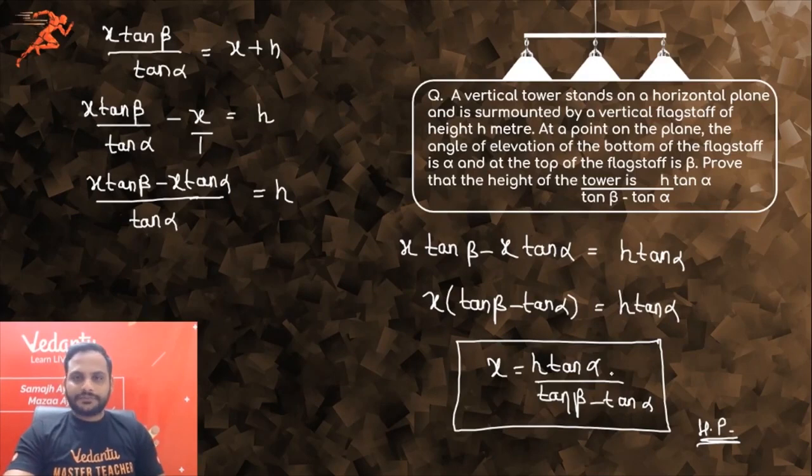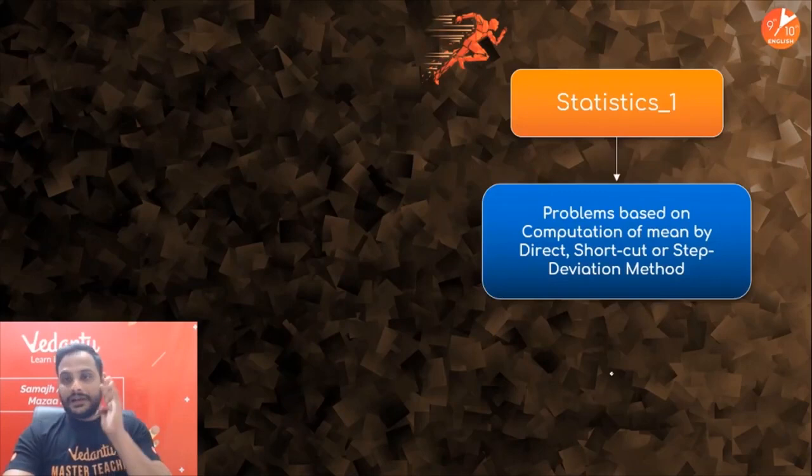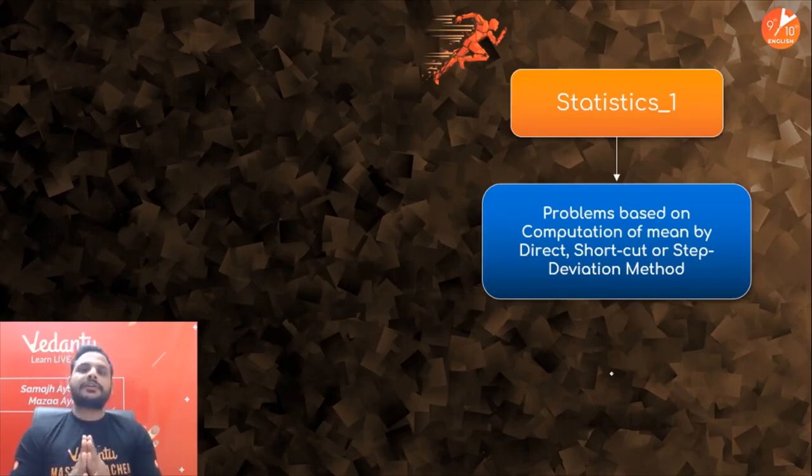All right, kids. Now let's move ahead with the next part, which is your statistics. In this part, we will be discussing finding out the mean by the direct method, shortcut method, and step deviation method. Remember this thing: in all these three methods, the most important thing is drawing the table.